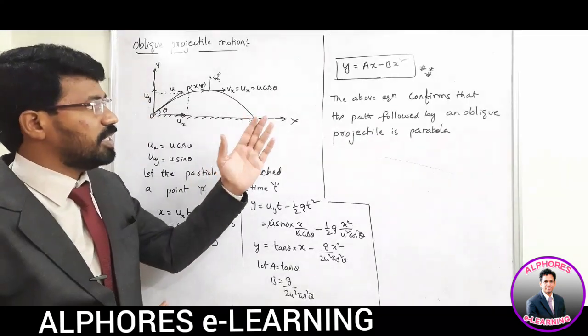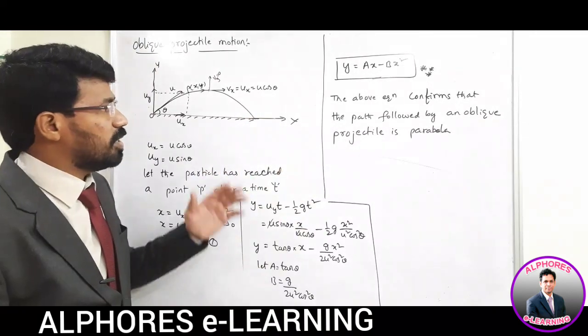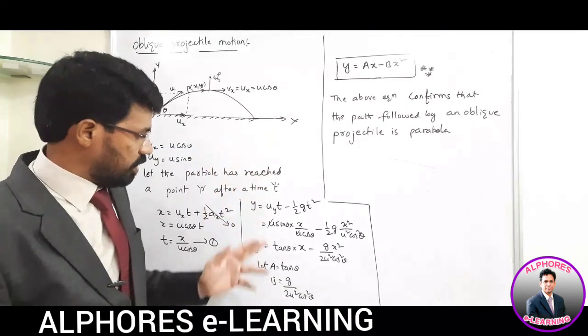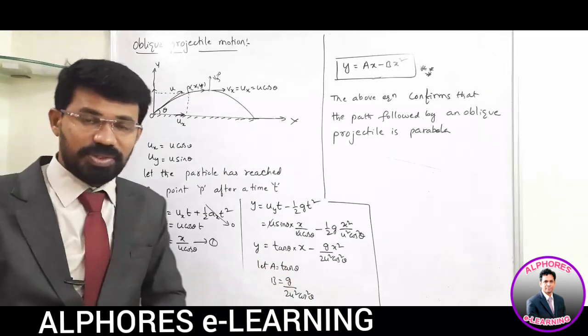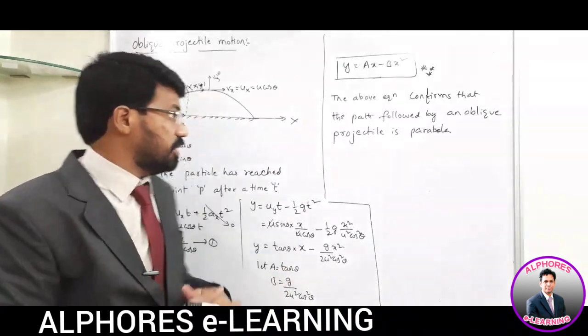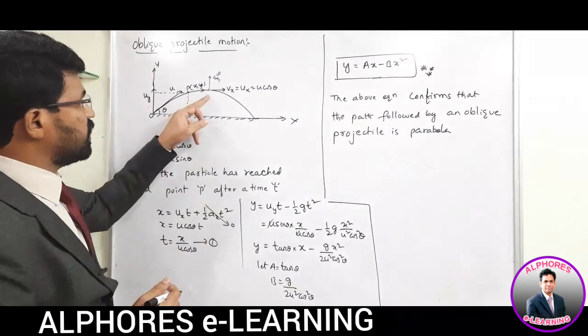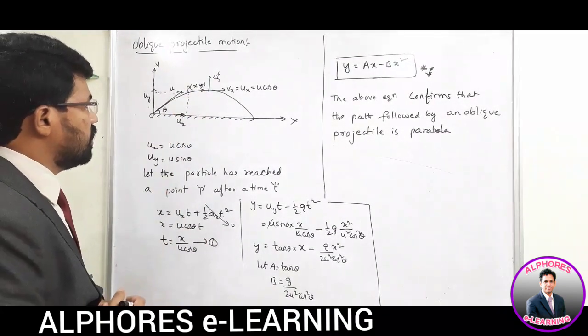So y is equal to ax minus bx square is the equation of this oblique projectile, and in that equation a is tan theta, b is g by 2u square cos square theta. Okay, so these are a few important details connected with this. And remember, at the maximum height, what is happening to the vertical component of velocity?